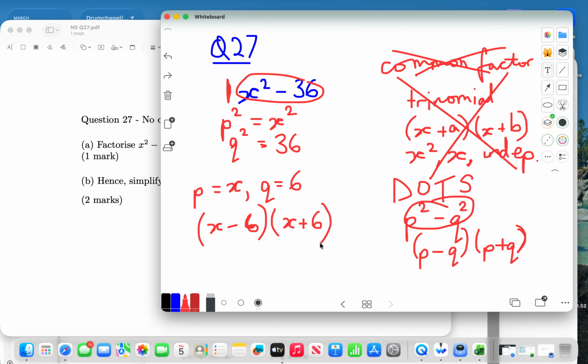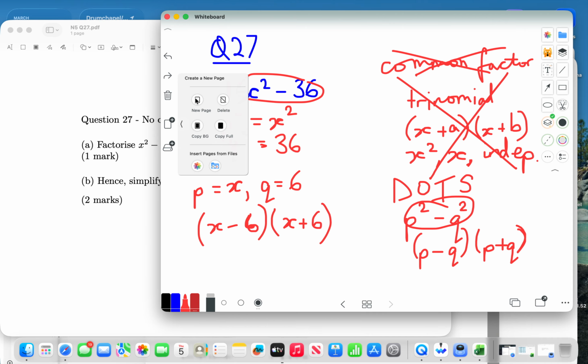And that's us done. You want to check all of these three things. They're listed on the Qualifications Scotland, formerly known as the SQA, specification that you need to know: common factor, trinomial, and the difference of two squares, or DOTS.